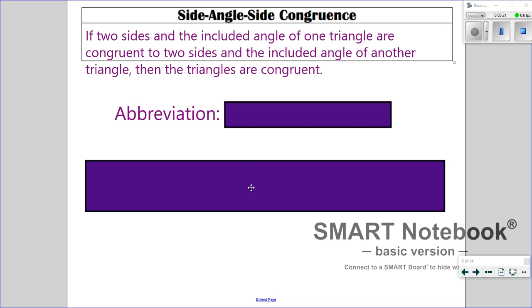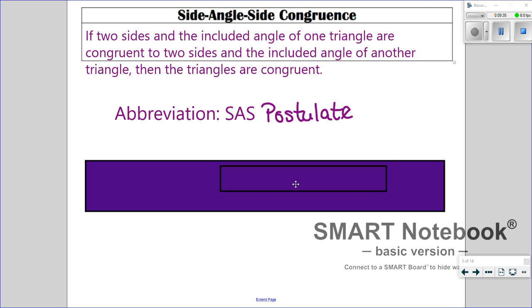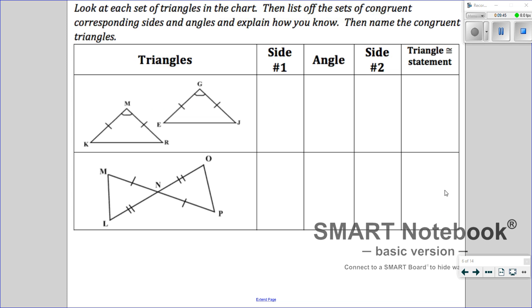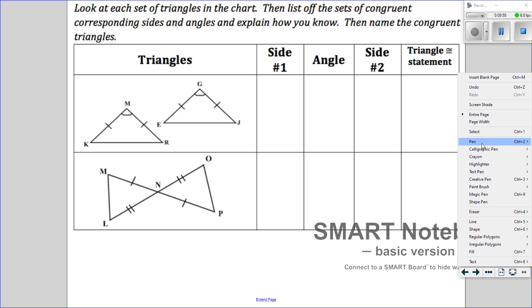And the statement for that is, if two sides and the included angle of one triangle are congruent to two sides and the included angle of another triangle, then the triangles are congruent. And the abbreviation is SAS. You can write SAS or SAS postulate. Okay, so we're going to do examples based on SAS. We have triangles, and now we have to write congruency statements for the sides and also the angles. So the first thing I'm going to do is highlight.